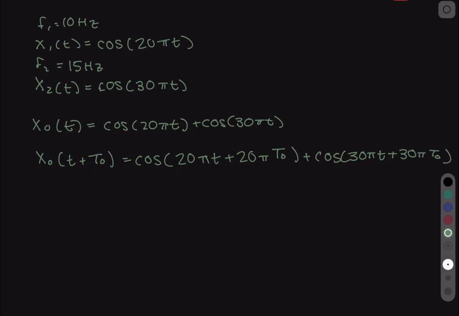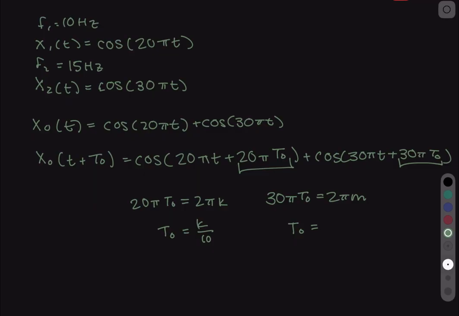And again, we know that our terms with t naught need to be some integer multiple of 2 pi. So we're going to do the exact same thing, set this equal to 2 pi k, set the other side equal to 2 pi m. We wind up again with k over 10. And on this side, we wind up with m over 15.